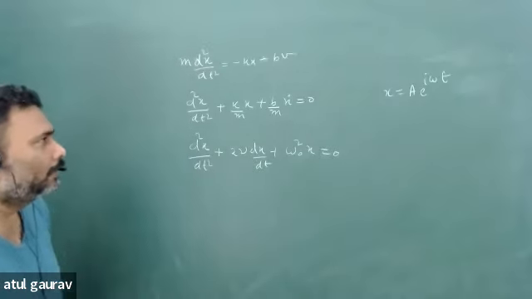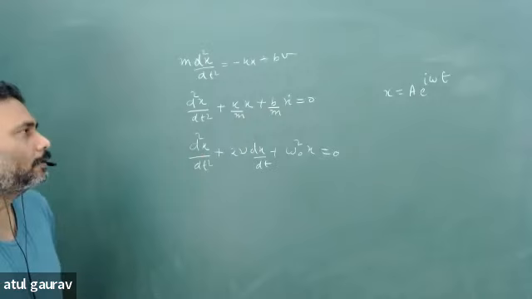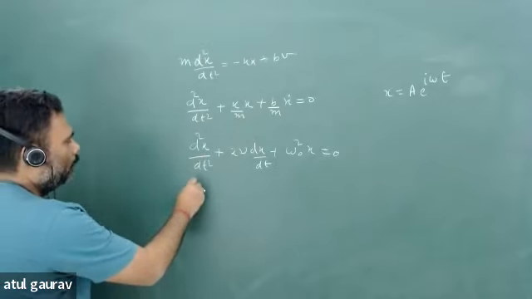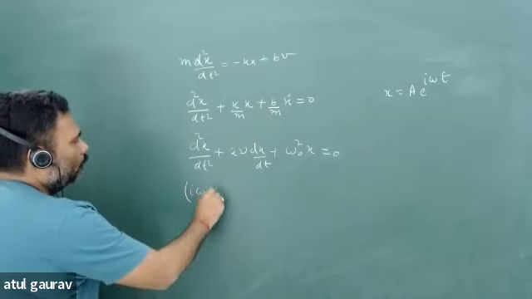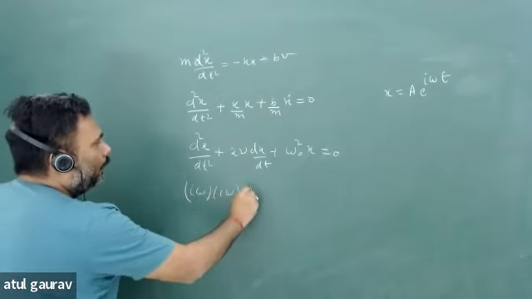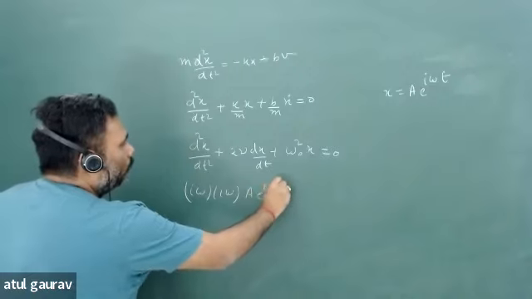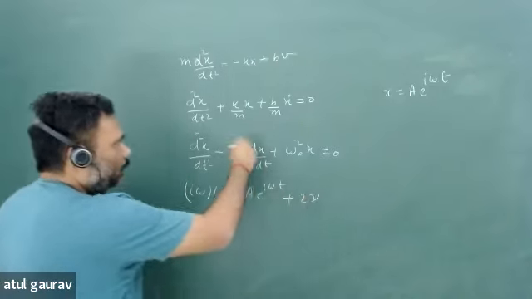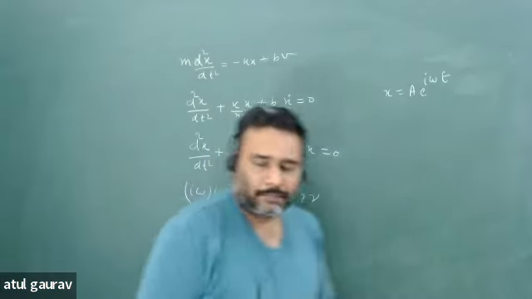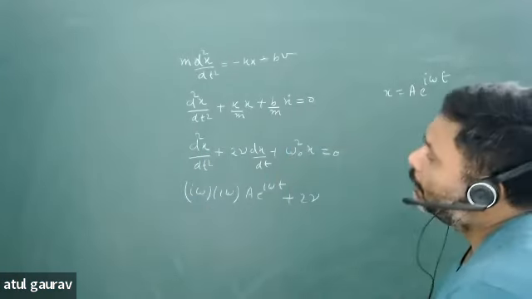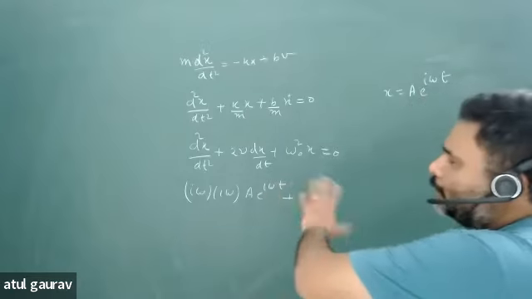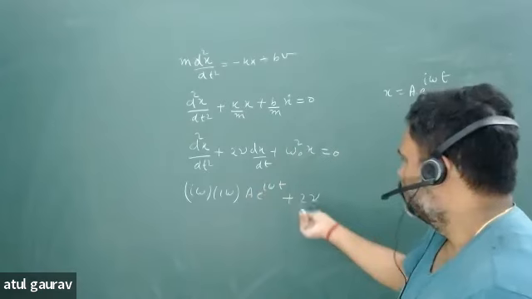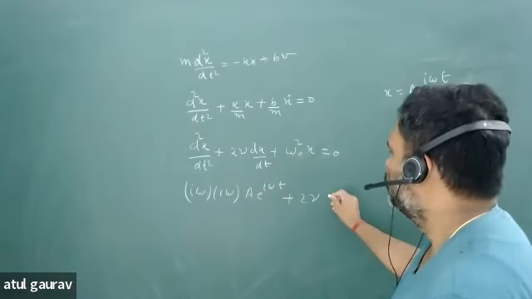So when I put it here, if this is its solution, then what is going to happen? I have to differentiate it twice. So I will get i omega into i omega a e to the power i omega t plus 2 gamma, and gamma is identified as your damping factor. So 2 gamma I have deliberately taken because of the final solution. Okay, you will just see what this value will be.